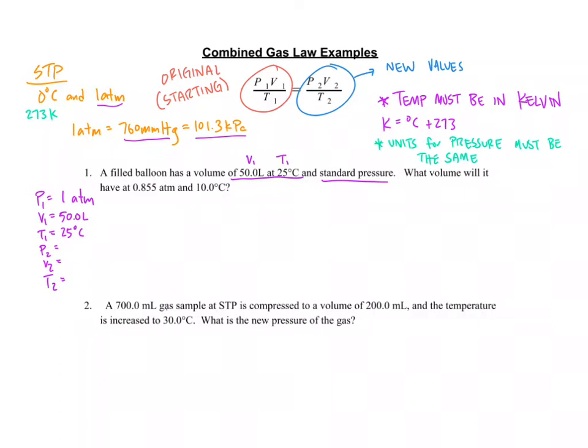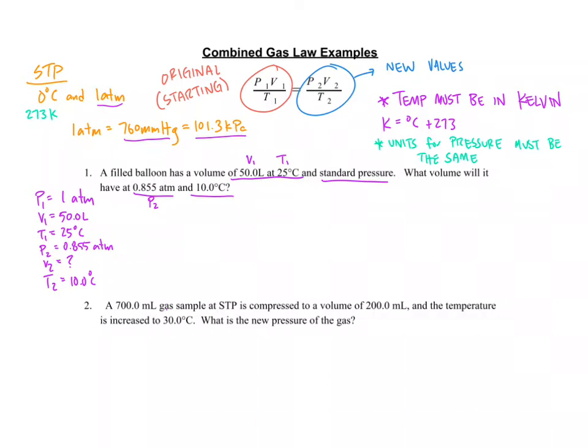Okay. So what volume will it have? So that means I need to solve for a new volume at 0.855 atmospheres. So this is my new pressure, 0.855. And the temperature is 10 degrees Celsius.